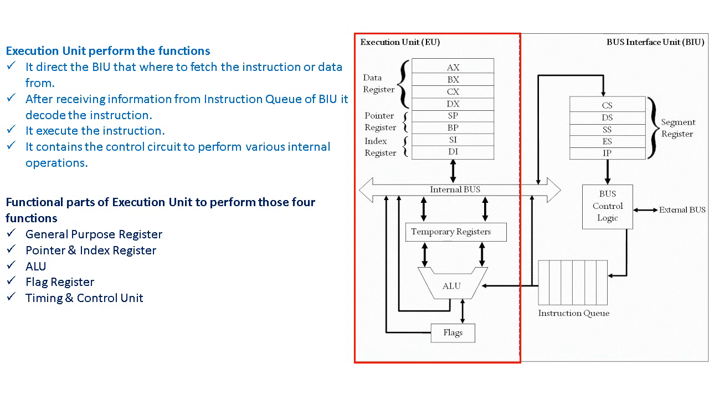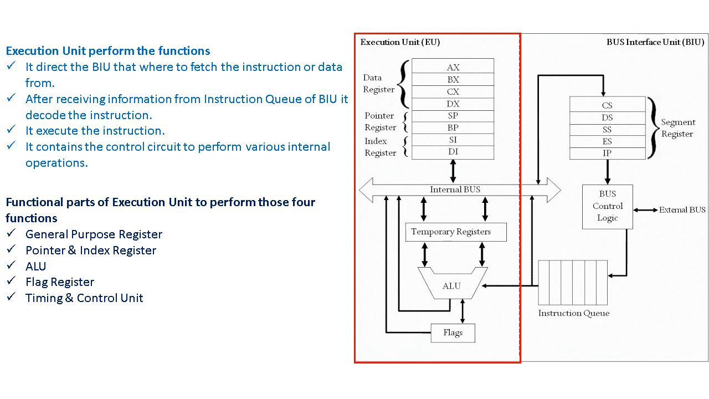Now let us discuss the execution unit. We can observe in the diagram the red portion has been highlighted, that is the execution unit inside the part of the 8086 microprocessor chip. So the execution unit performs the functions.